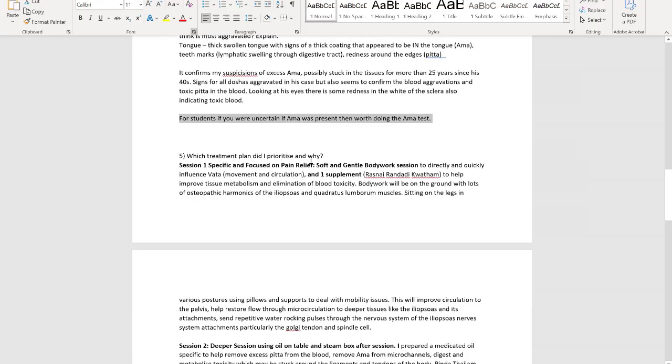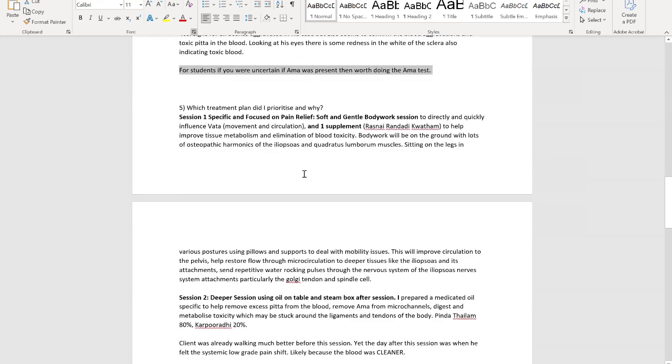Which treatment plan did I prioritize and why? Here I look at 3 different sessions that I did with him, and I explain why I start with this and the direction that I was moving towards. First I'll give the big scope of the 3 sessions, and then I'll explain what I did within each session. So the big scope is that first I started with pain relief.